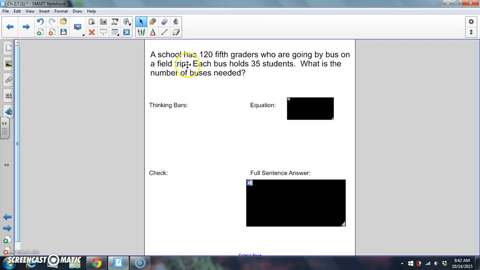A school has 120 fifth graders who are going by bus on a field trip. Each bus holds 35 students. What is the number of buses needed?